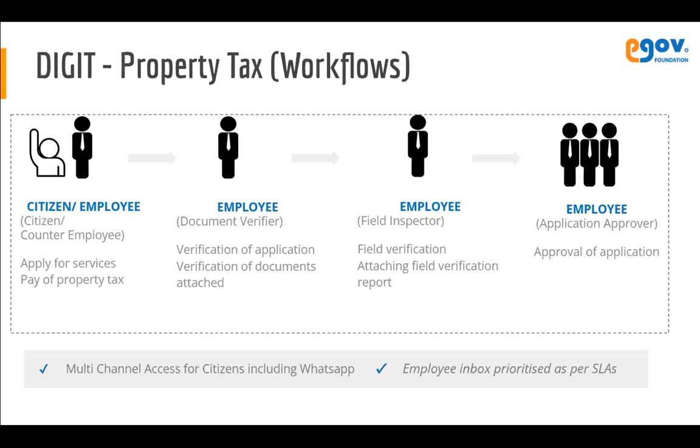His role is to perform a field visit and attach a field visit verification report. Then he forwards it to the final employee, who is the approver of the application, mostly the tax superintendent or maybe the assistant municipal commissioner taking care of the revenue department's responsibilities. That is the forward flow. If it is found that the application is not perfect or any document is missing, the application is sent back to the previous employee, and ultimately to the citizen to attach the required documents or to make corrections in the application.